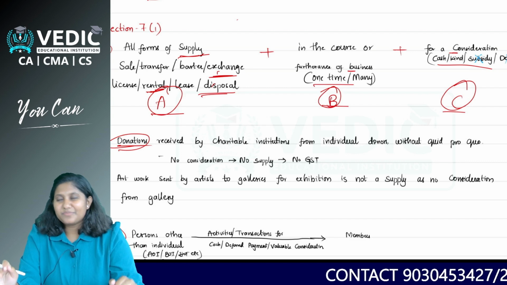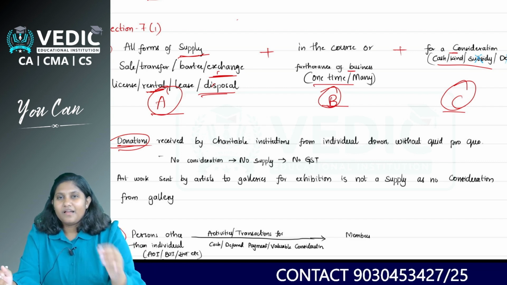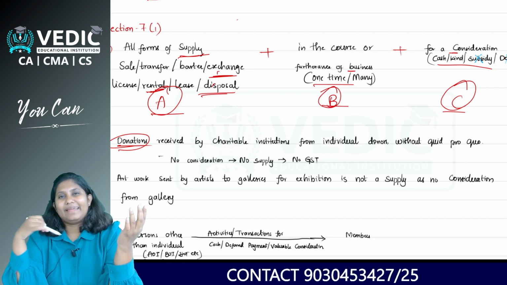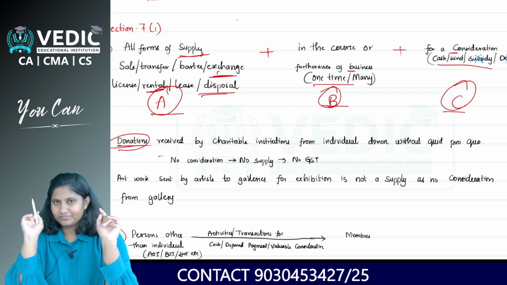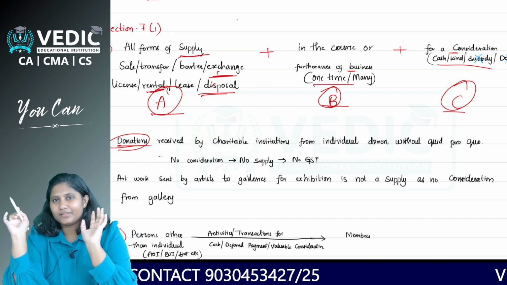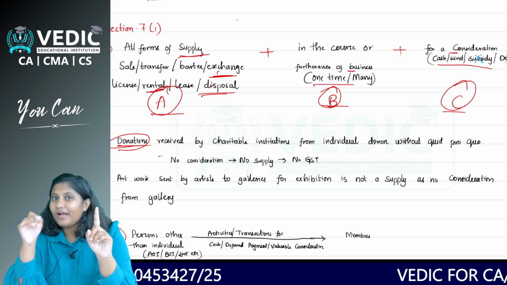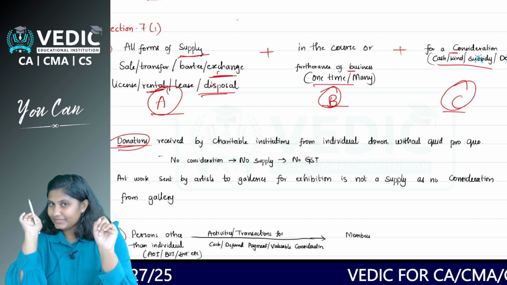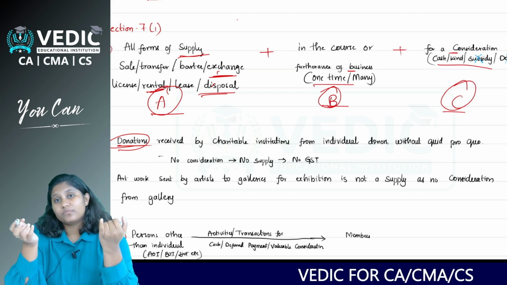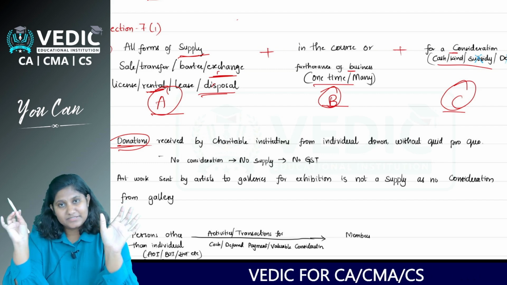Is it? Suppose I'm an artist. Throughout the year, I sit and do painting and all. Only one painting throughout the year, and I'll sell that painting. That is in the normal course of business only. I do it only once. You can't tell that is not my business, right? Even if it is once or more than one time, it is considered as business.